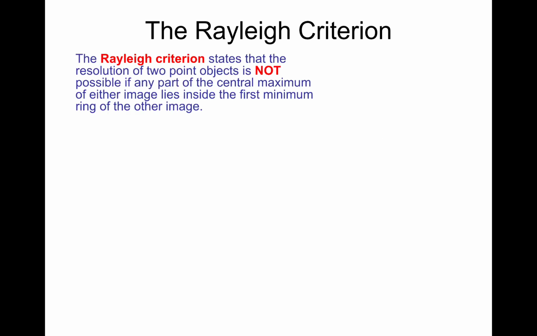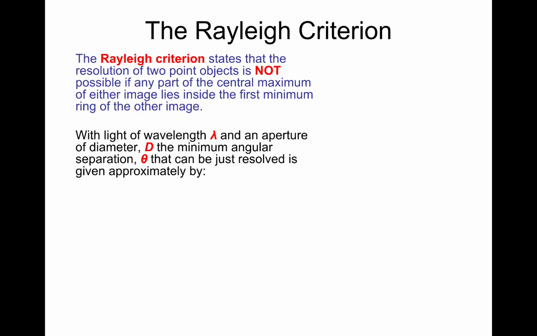This is Astrophysics, Telescopes Lesson 3, and this is the Rayleigh Criterion. The Rayleigh Criterion states that the resolution of two-point objects is not possible if any part of the central maximum of either image lies inside the first minimum ring of the other image.